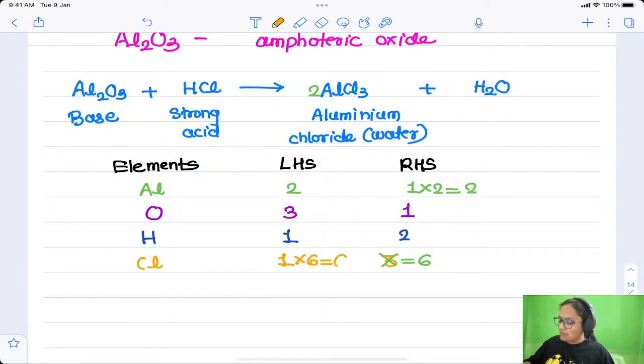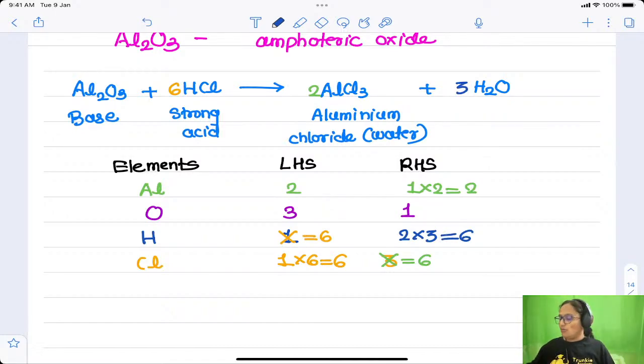Left hand side chlorine is present in HCl. By doing so, not only chlorine but hydrogen is also changed. Hydrogen previously was 1, now it is 6, right? Therefore I will balance the hydrogen on the right hand side. Right hand side is 2, I will multiply it by 3, so it will become 6. Hydrogen is present in water. By doing so, not only hydrogen but oxygen has also changed. Previously oxygen was 1, now it is 3, and now oxygen is also balanced. So this is a balanced equation, right?